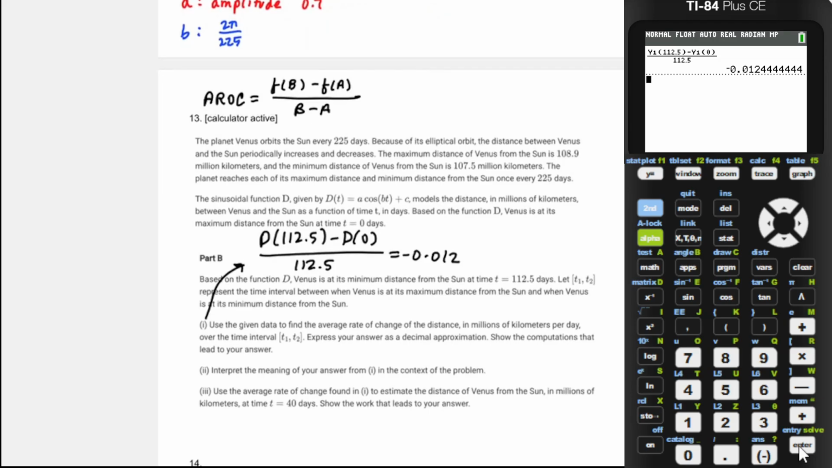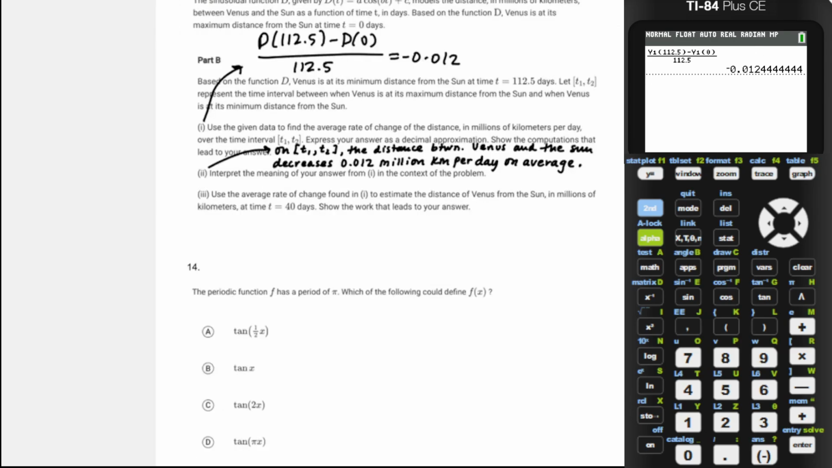Interpret the meaning of my answer from part 1 in the context of the problem. All right, so that means that on average each day, the distance between Venus and the Sun is decreasing 0.012 million kilometers per day. All right, there you go. You didn't need to see me write that.